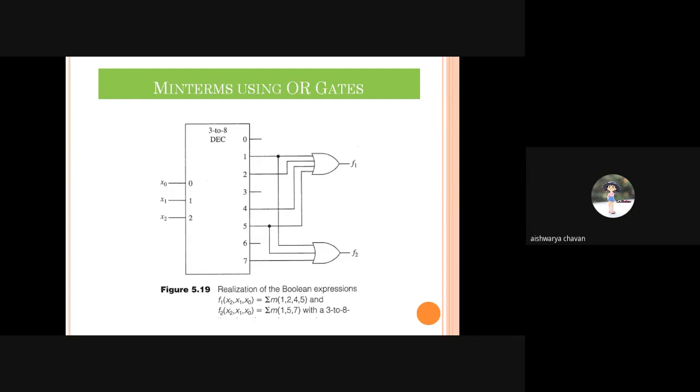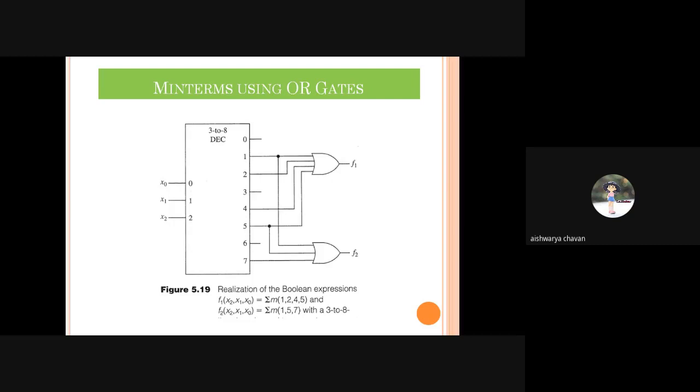So this one is 1, 2, 4 and 5. These inputs are given to one of the OR gates, and the output of the OR gate is nothing but the function f1. So function f1 is represented as a summation of minterms 1, 2, 4, 5. Now to represent the function f2, what are the minterms? 1, 5 and 7. So 1 is connected, 5 and 7, and simply the output of this we are connecting to the function f2.